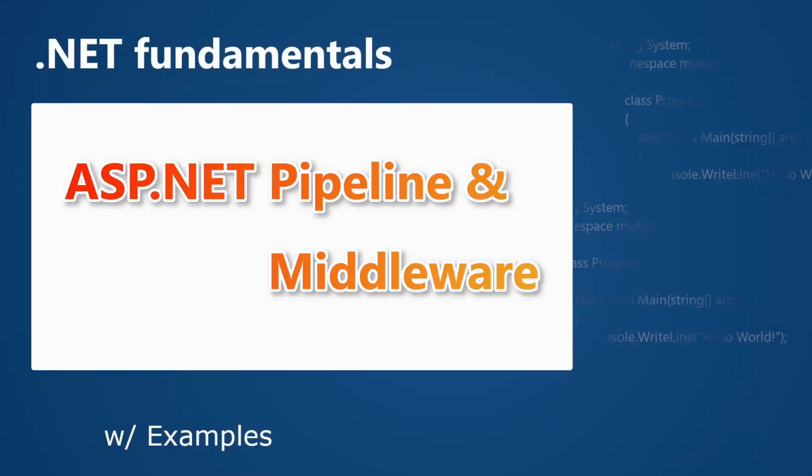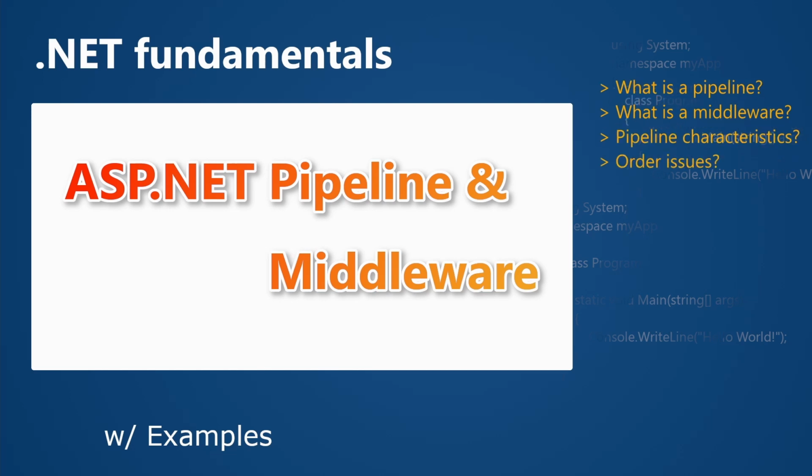Okay, that's it. Quiz time. What is the pipeline? What is the middleware? What are the major characteristics for the pipeline? When we're adding middlewares into the pipeline, does the order matter, and why?